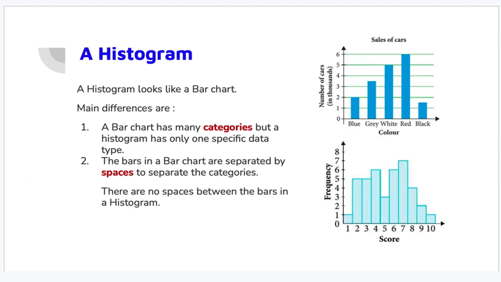Now we take a look at a histogram. A histogram looks like a bar chart. The difference is that a bar chart represents many categories, whereas the histogram only measures a single type of data. In this case, this is a score, and the number of items is represented by the frequency. The bar chart has spaces to separate the categories, but there are no spaces in the histogram.